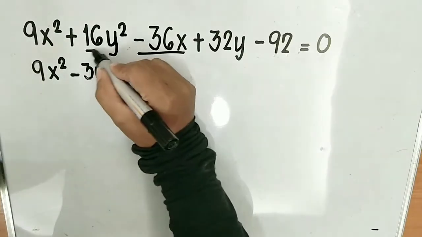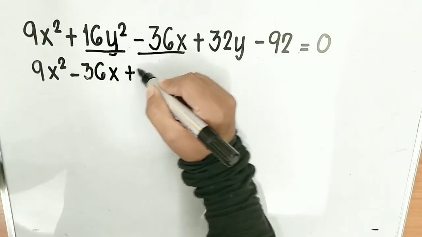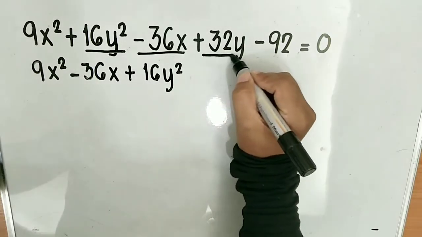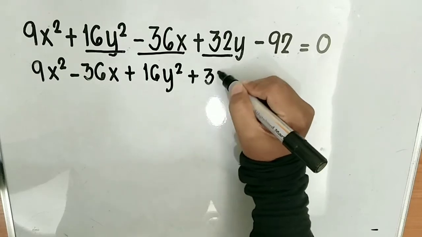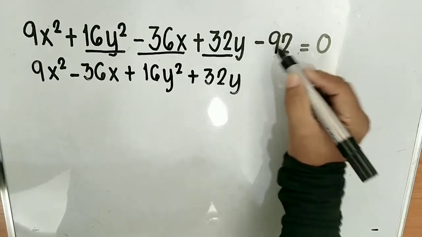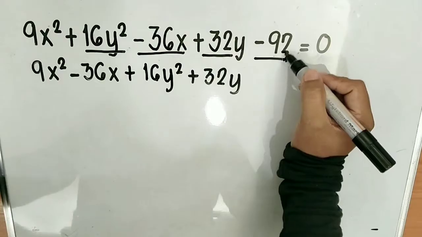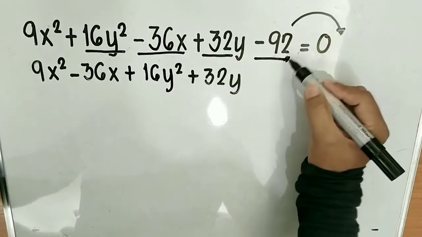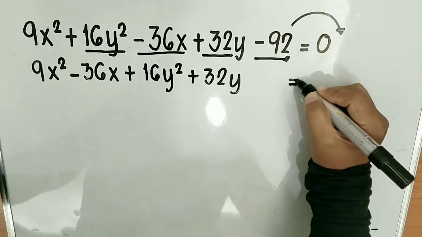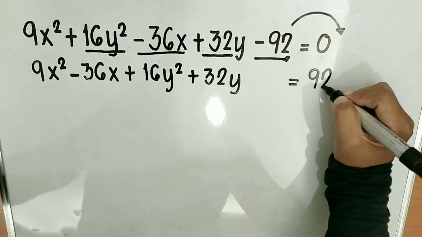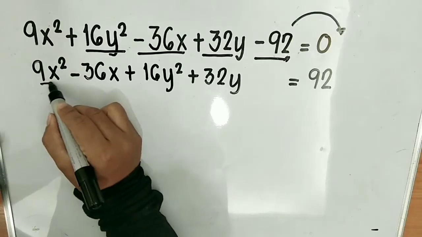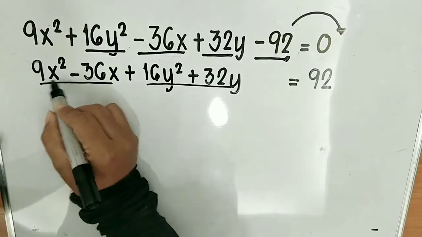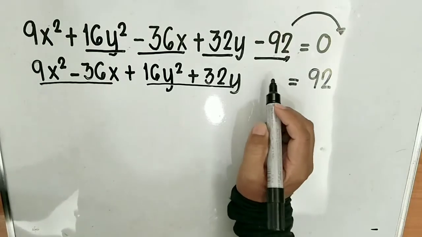Next is the y variable, so 16y squared and positive 32y. Now we have here negative 92. What will happen is we will transpose this one to the right side of our equation. So negative 92 will become positive 92. Now we already have grouped our terms according to the variables. So we have here x variables and we have here y variable.